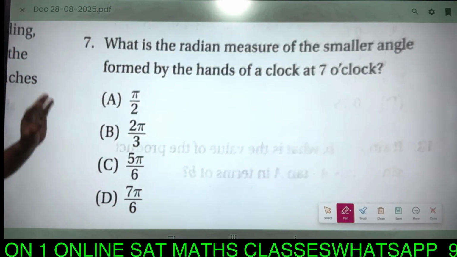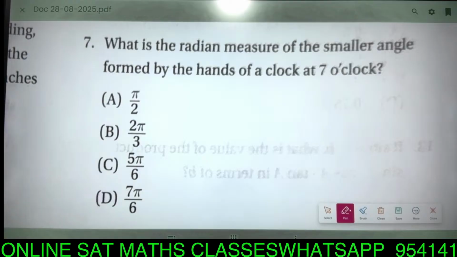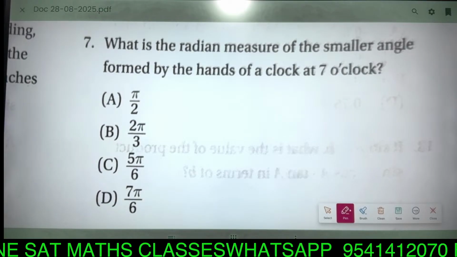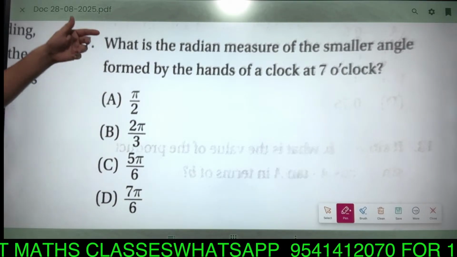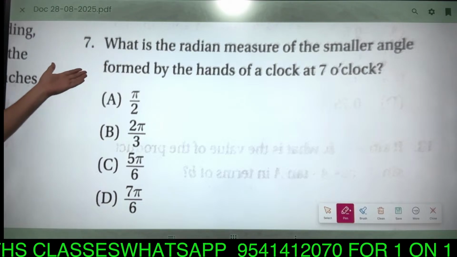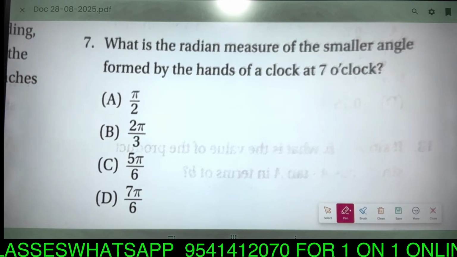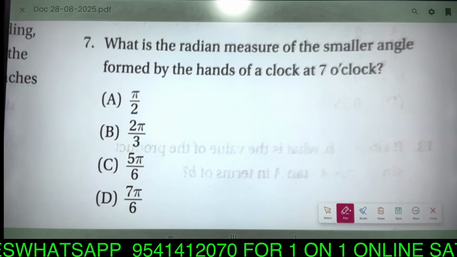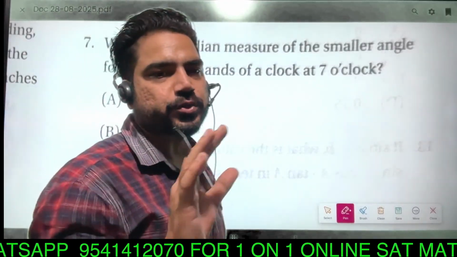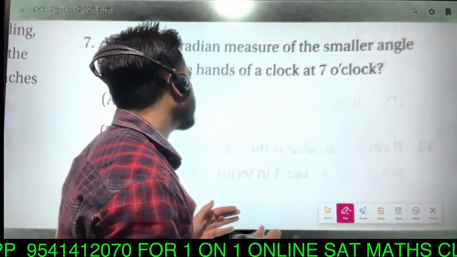In the 7th question they are asking, what is the radian measure of the smaller angle formed by the hands of a clock at 7 o'clock? Very good question. We have to give the smaller angle in radian. In this question we will apply a shortcut. We have a brilliant shortcut for this question. And what is the shortcut?